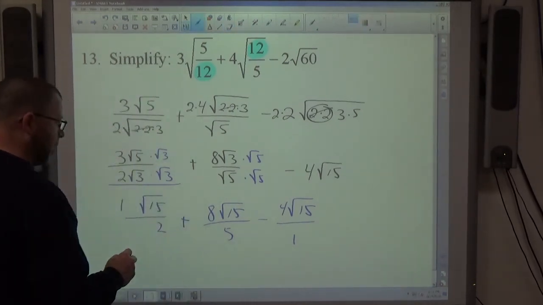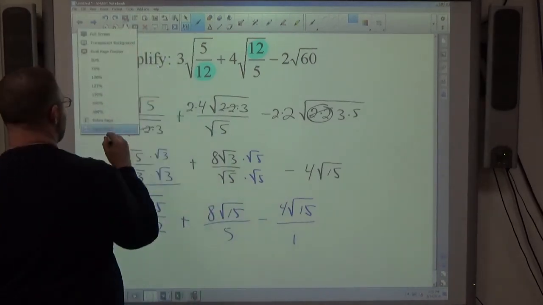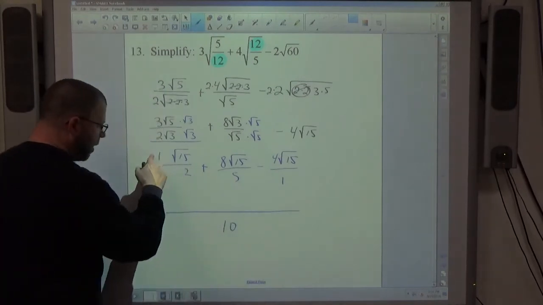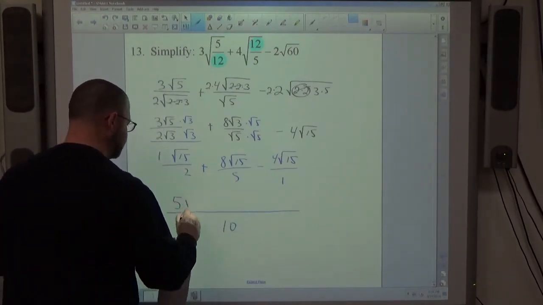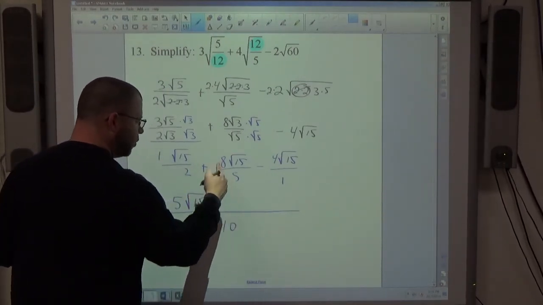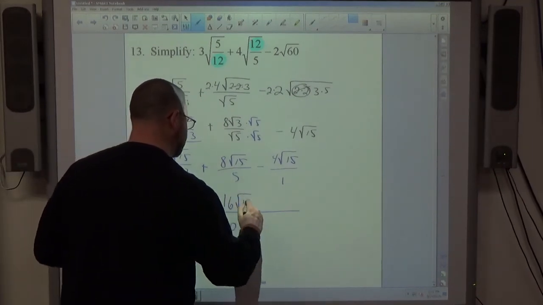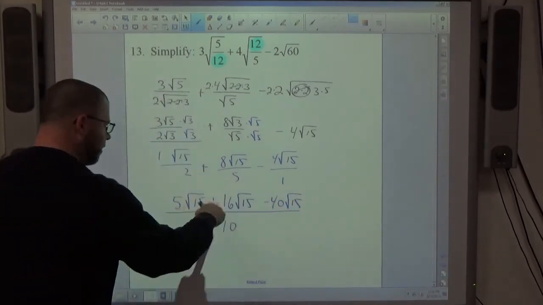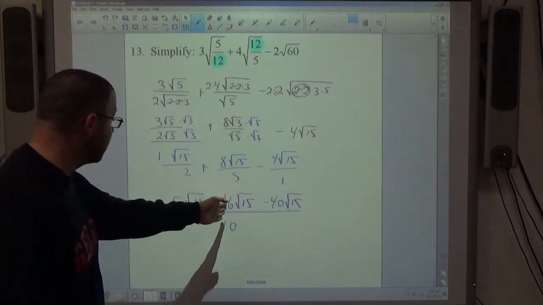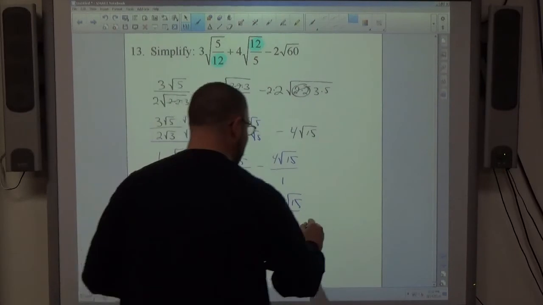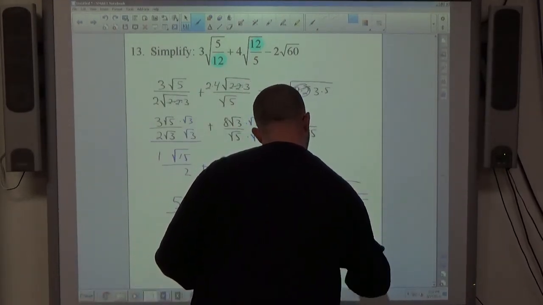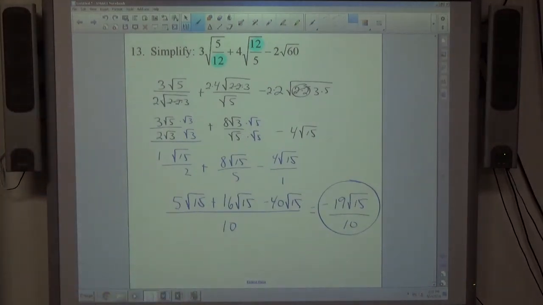And finally, common denominator of 10. Times 5 times 5. Times 2 times 2. Times 10 times 10. 5 minus 16 is, or sorry, 5 plus 16 is 21. Minus 40 is negative 19. Negative 19 square root of 15 over 10 is the best final solution.